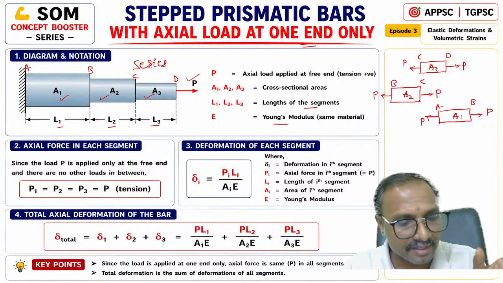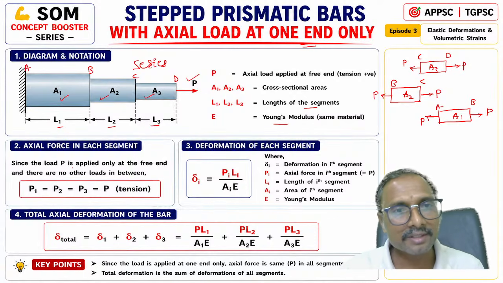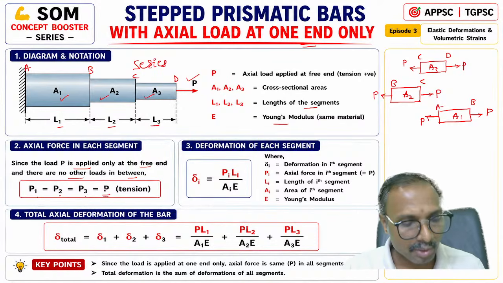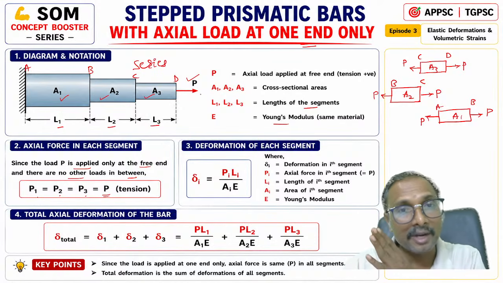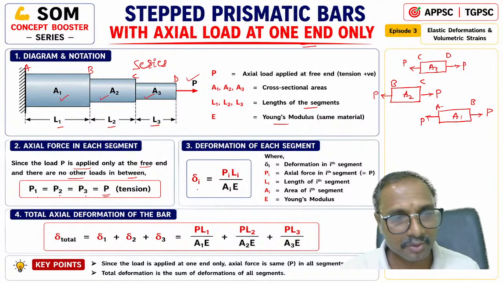Every part is subjected to this same load P only, no? Yes or no? Since the load is applied only at the one free end, there are no other loads in between. P1 equals P2 equals P3 equals P. If the applied load is compressive, it will be compression. So is it clear, everyone?